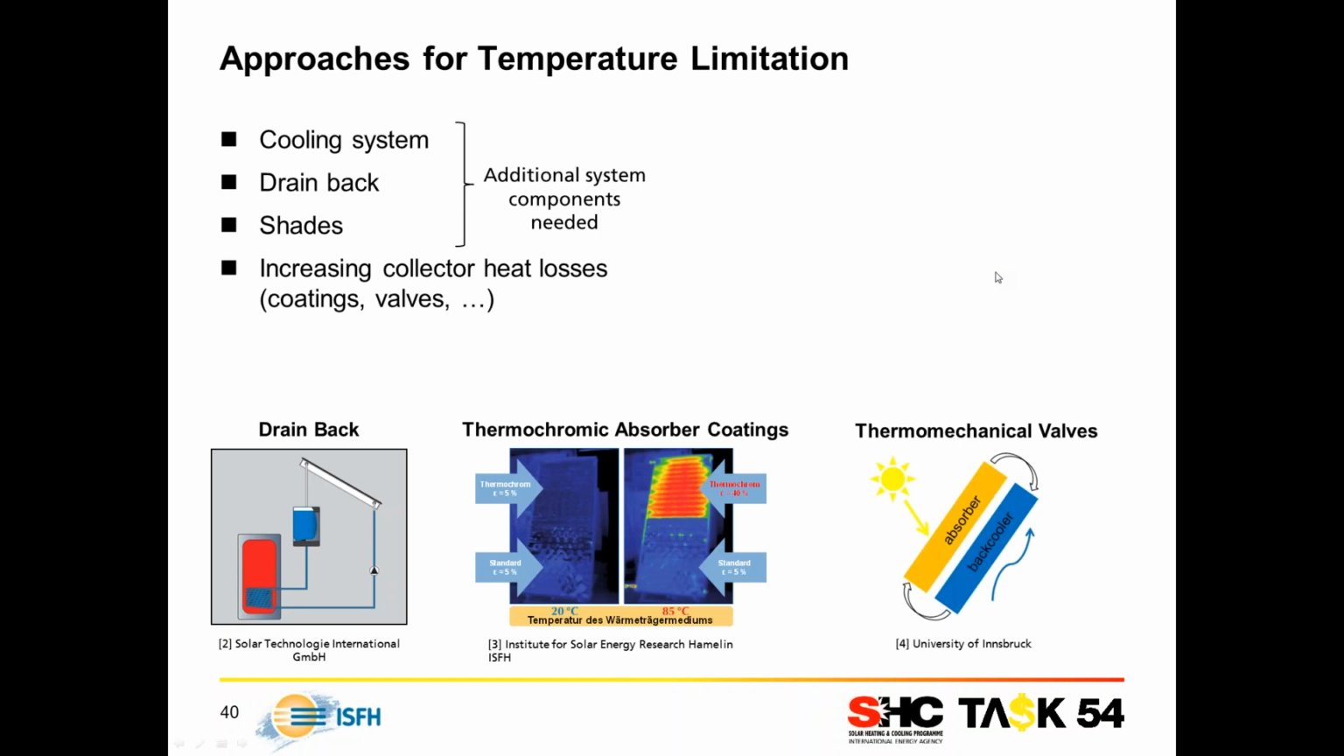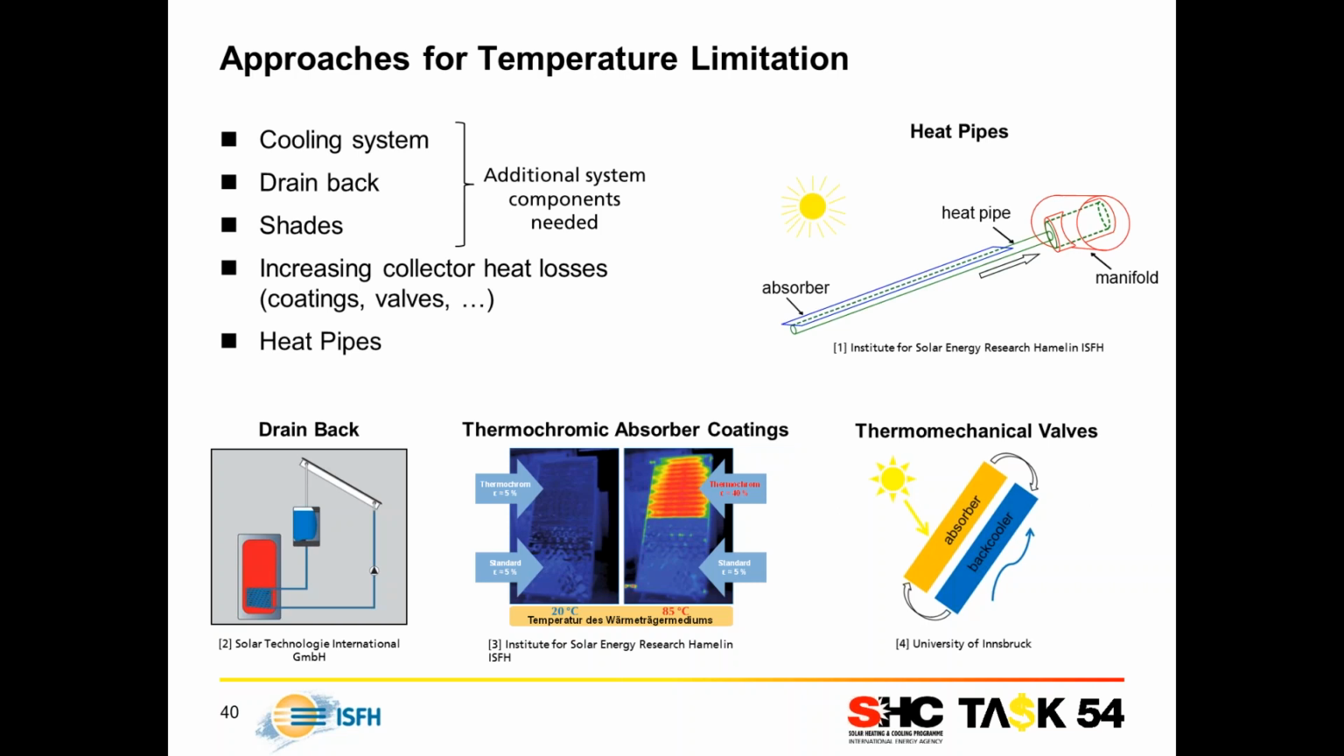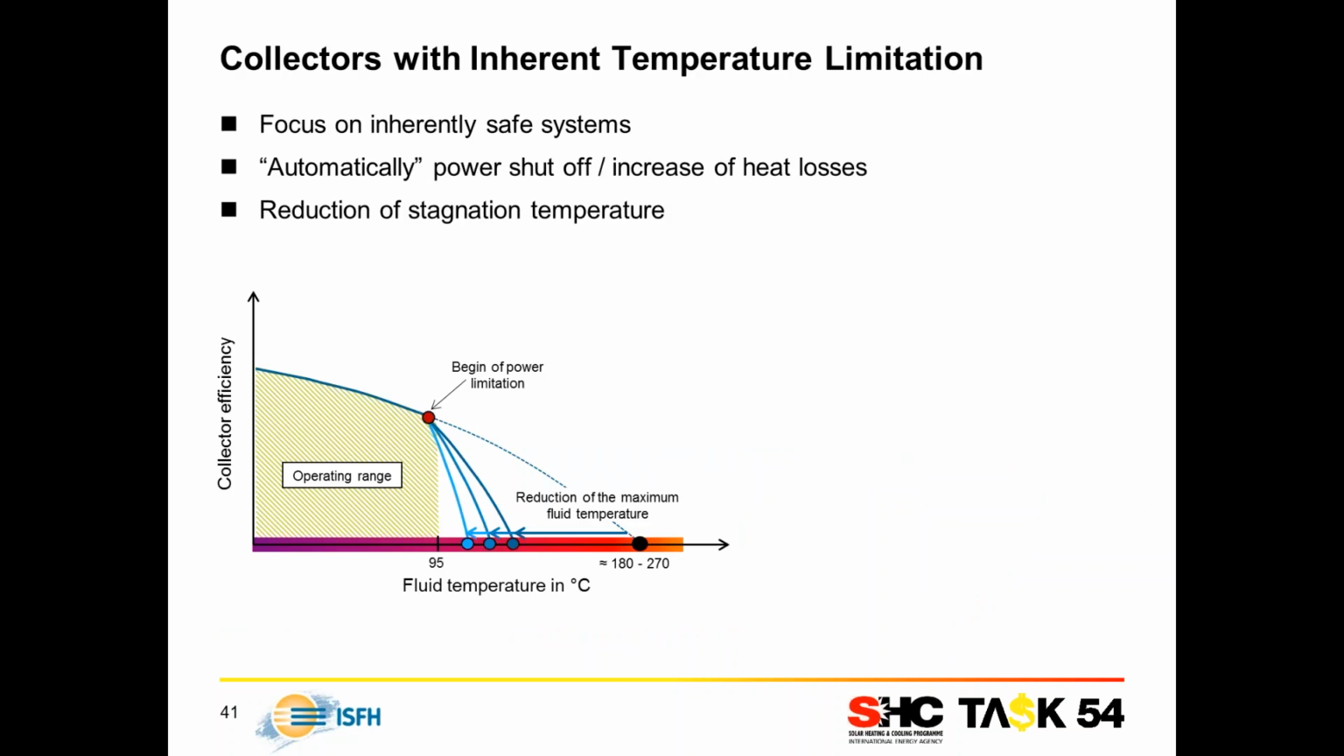Other technologies are based on switching technology, which lets the heat losses of the collector increase at high temperature levels, for example, by thermochromic absorber coatings, by thermomechanical valves, or also by heat pipes. We focused on inherently safe systems. That means that the collector power is automatically shut off at a certain temperature level.